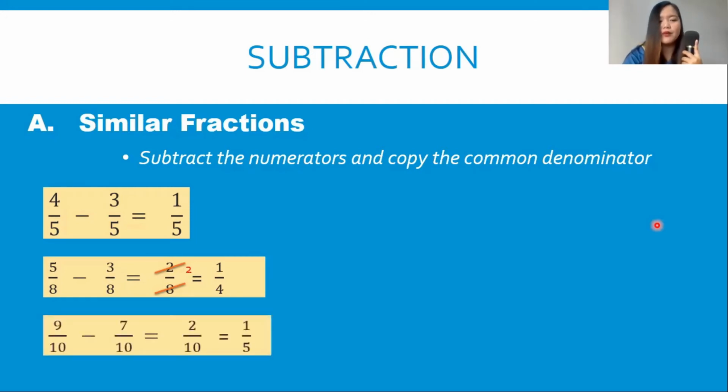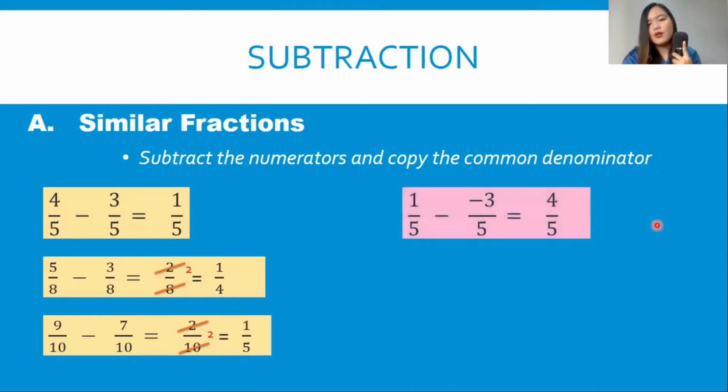Another example is when you have 9 over 10 minus 7 over 10. And that is equal to 2 over 10. Because you just subtract the numerators, 9 minus 7 is 2, and then copy the common denominator, which is 10. And if you simplify that again by dividing both by their GCF, 2 divided by 2 is 1, and 10 divided by 2 is 5, and your answer now is 1/5.